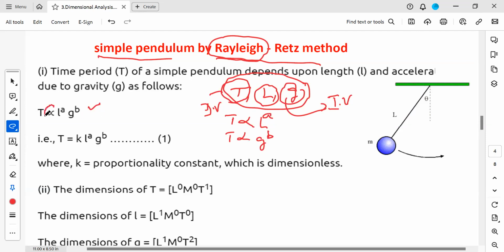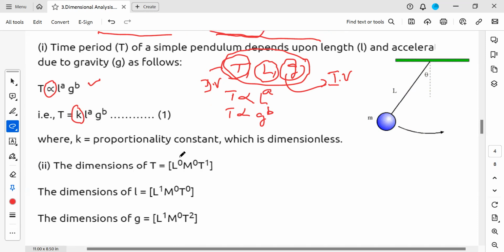If you remove the proportionality, now we have to introduce some constant that is called the proportionality constant. Time period is equal to k into L power a and g power b, where k is called the proportionality constant. So here now the dimensions of time can be written as M power 0, L power 0, T power 1. The dimensions of length can be written as L power 1, M power 0, T power 0.